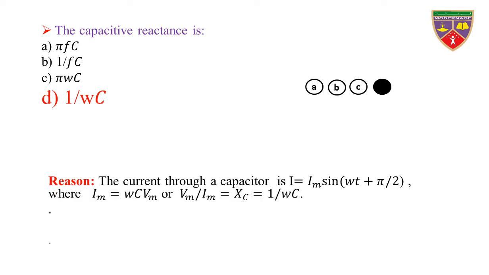Reason: the current through a capacitor is I is equal to Im sine omega t plus pi by 2, where Im is equal to omega C Vm. Vm divided by Im, which is equal to Xc, which is equal to 1 by omega C. Hence, the capacitive reactance Xc is 1 by omega C.